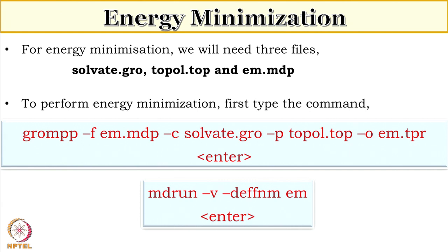Now we'll use the TPR file to generate my energy minimized configuration. We'll use the command mdrun -v -deffnm em. So I'll get my energy minimized configuration, that is em.gro, and it will also write the minimum value of potential energy.